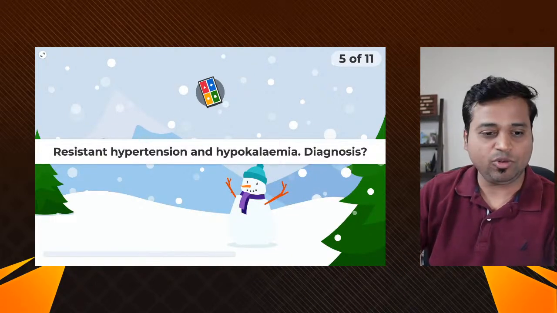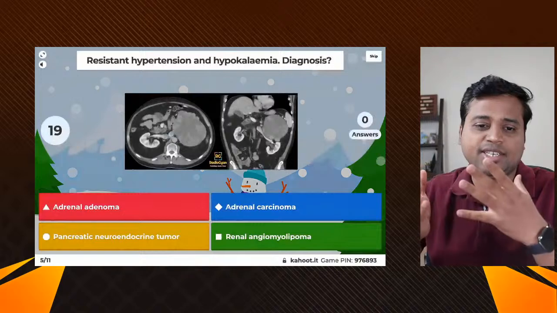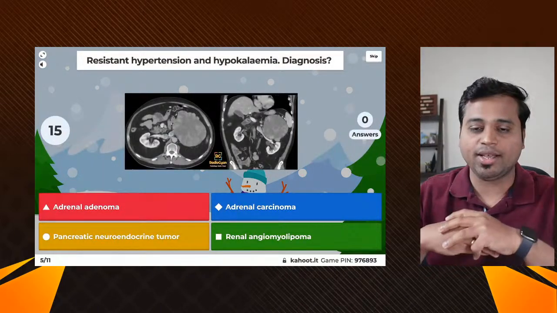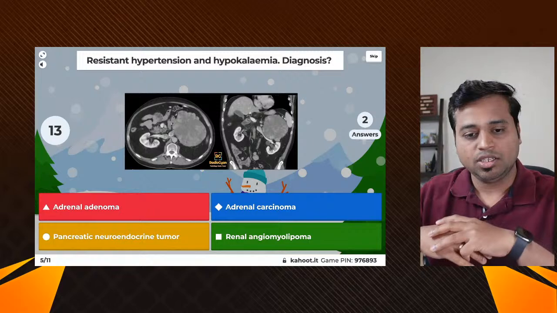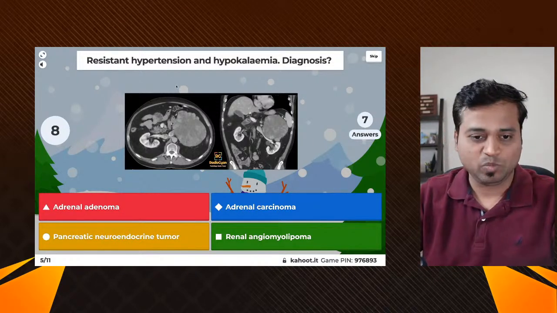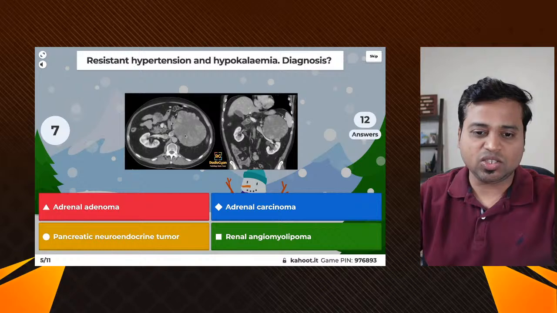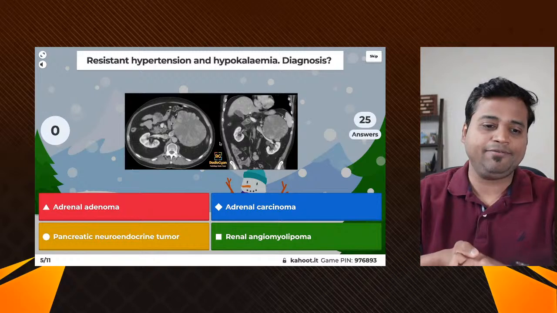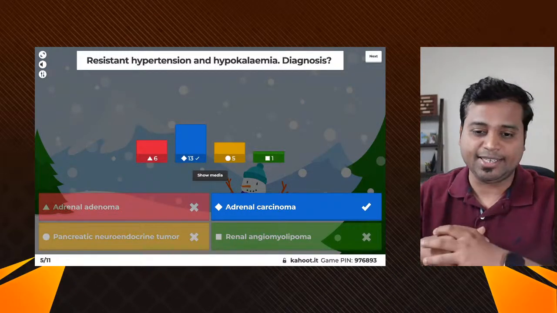Okay, next question. Question number 4. This patient presented with resistant hypertension and hypokalemia. So what is the diagnosis? We have an axial and coronal post-contrast CT. There's a large solid heterogeneous lesion superior to the kidney. Which of the following would be the main differential for this case?